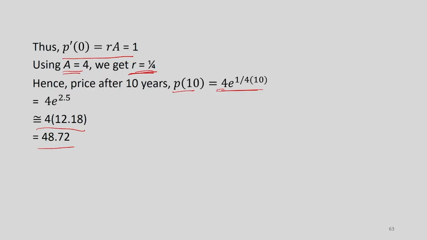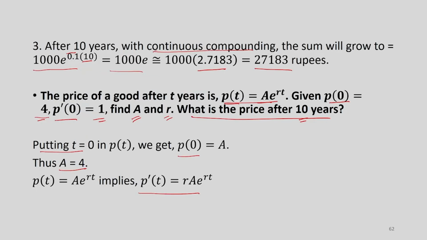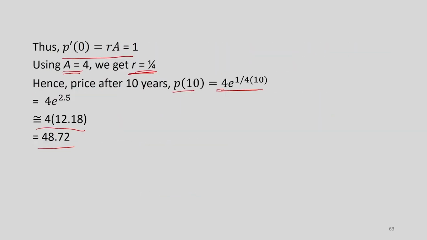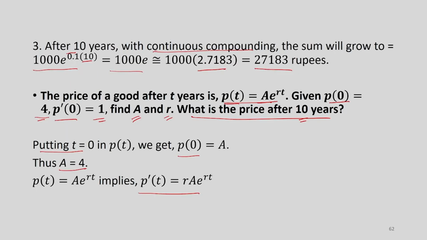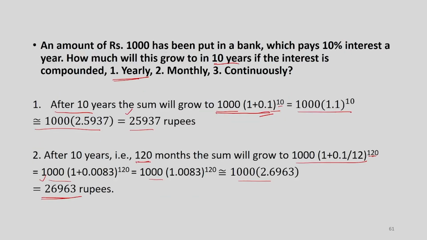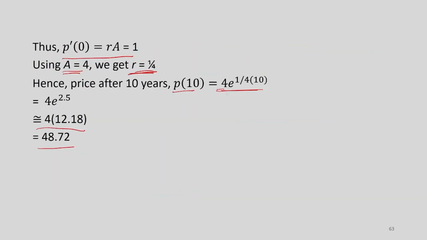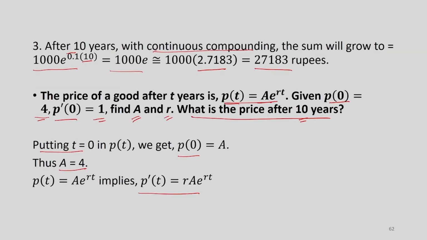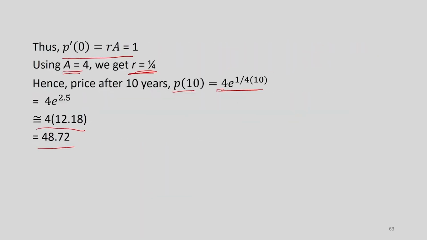So just to put it in context, the price was 4 at T equal to 0. So at the point of origin the price was 4. After 10 years it becomes 48.72, quite a lot. We can take T to be in years, it could be in months also, but whatever it is, if it is years, then after 10 years the price becomes 48, which is like 12 times the original price. At what rate is it growing? In this case it is growing at 25% per year.